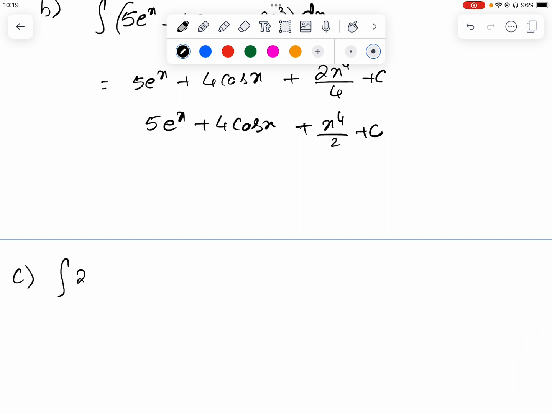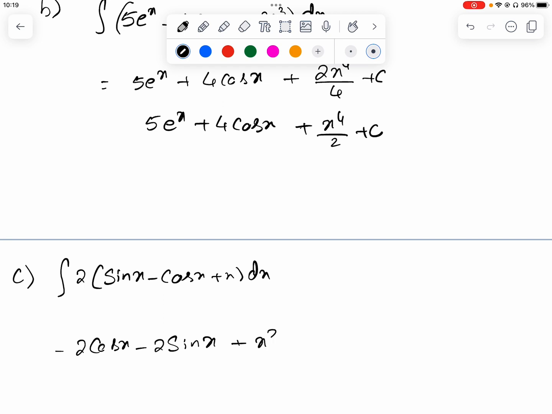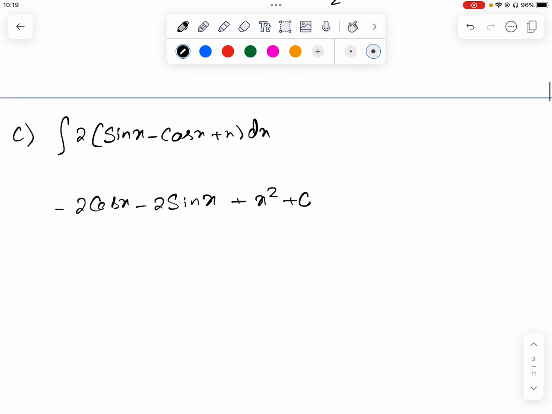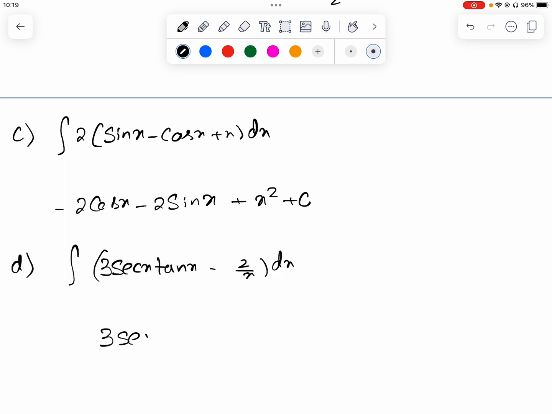integral of 2 bracket sin x minus cosine x plus x dx. 2 sin x integral is minus 2 cos x, minus 2 cos x integral is minus 2 sin x, and 2x integral is nothing but what? x square. 2x integral is x square plus c. Next part D, integral of 3 secant x tan x minus 2 upon x dx. So 3 secant x tan x integral is 3 secant x, minus 2 times 1 upon x integral is 2 ln x plus c.